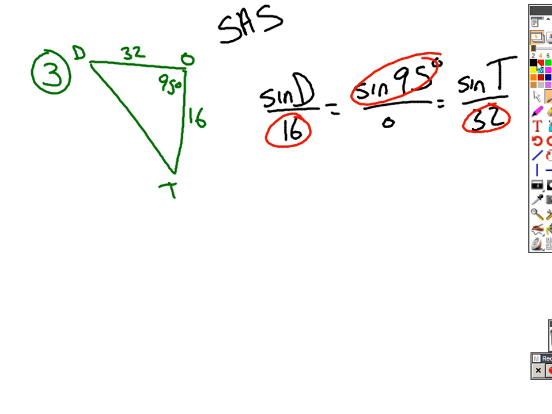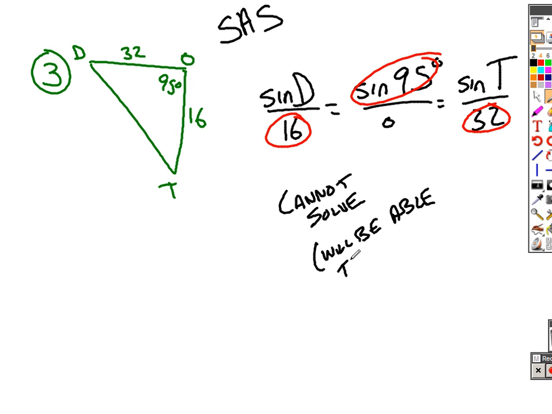So right now, we cannot solve this triangle using the law of sines. We will be able to later when we do law of cosines. So for now, if you get a side angle side, just know we cannot solve it. We will be able to solve it later on. And the same if we did side side side later on, you won't be able to solve it quite yet.